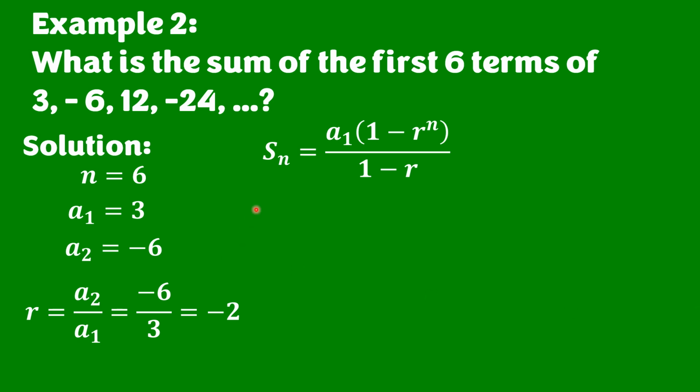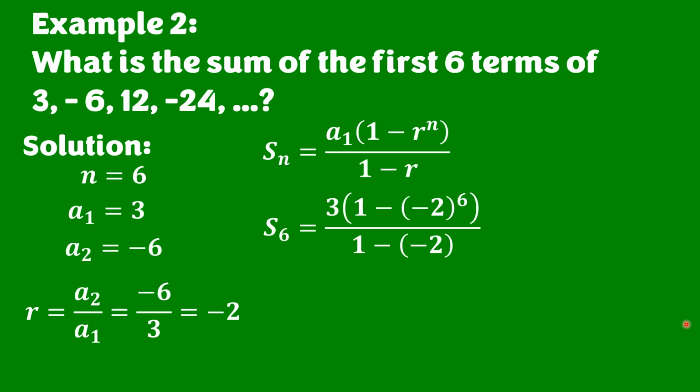And we're going to substitute the value of n, a sub 1, and r in the given formula. So we have S sub 6 is equal to, 6 is the value of n, 3 is the value of a sub 1, times the quantity of 1 minus the value of r, which is negative 2, raised to 6, all over 1 minus negative 2. Negative 2 is the value of r.